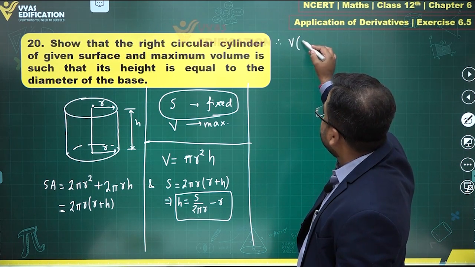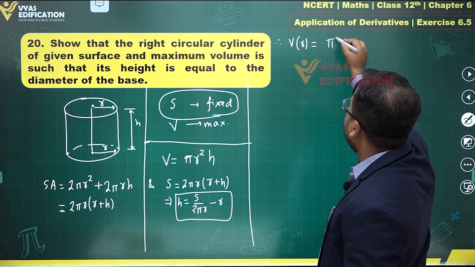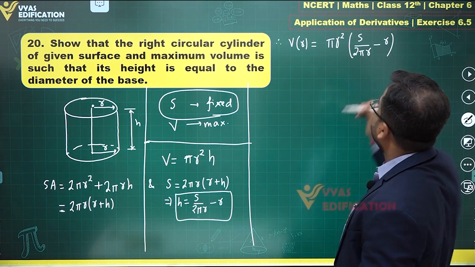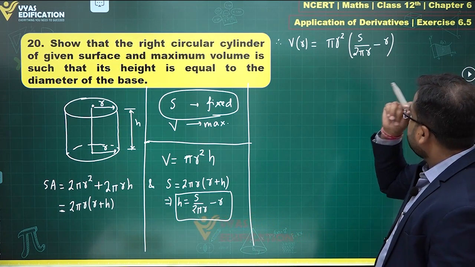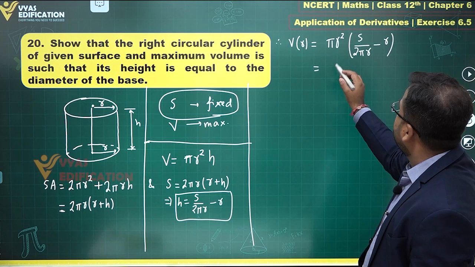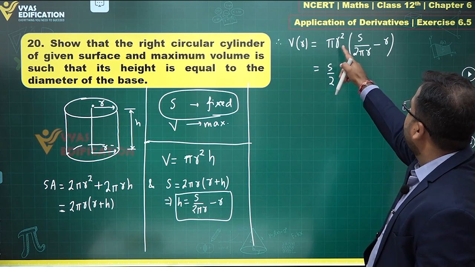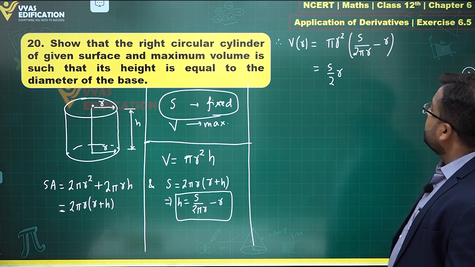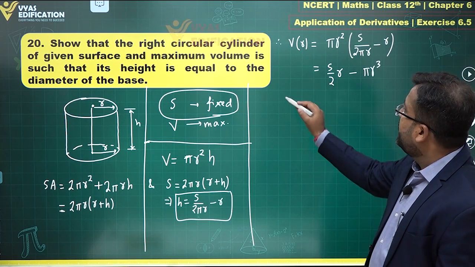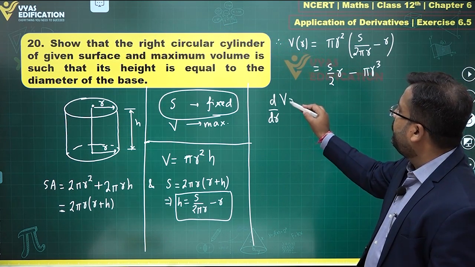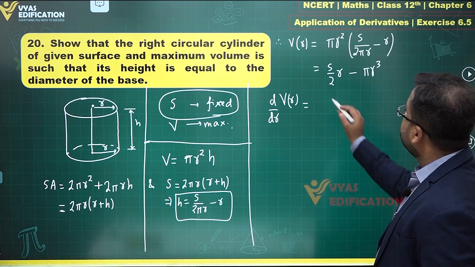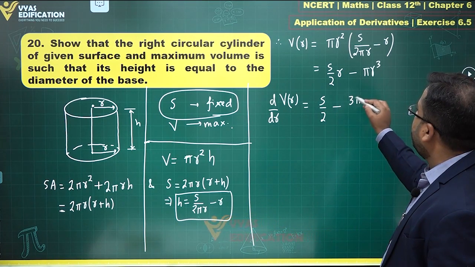Therefore, volume in terms of r will be equal to what? This is pi r square times h, which is s upon 2 pi r minus r. Where s is a constant, pi is also a constant. Let's multiply them together. Pi cancels, giving s upon 2, and r square upon r is r. This minus this is pi r power 3. This is what you get: volume in terms of r. And we can differentiate, d by dr of V of r, so that we can maximize this. This is equal to s by 2 minus 3 pi r square.